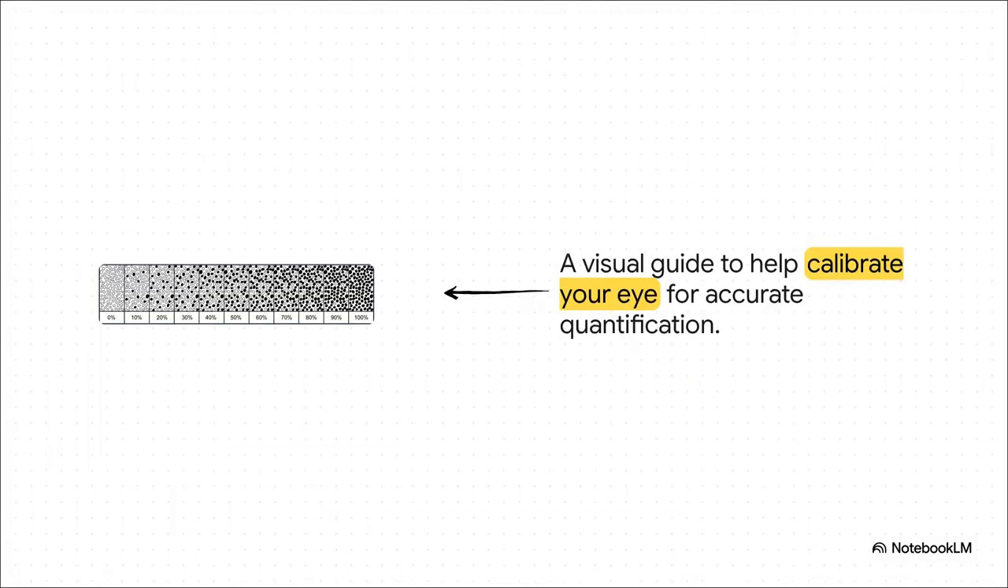So how do you actually decide if something is 10% or 80%? I mean, visual estimation is a skill, and let's be honest, it's not always easy. That's exactly why CAP gives you this guide. It's a tool to help you train your eye, to calibrate what 20% or 50% really looks like. It might seem simple, but using this makes your reports so much more accurate and reliable.